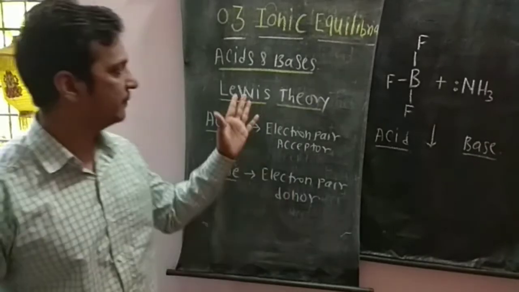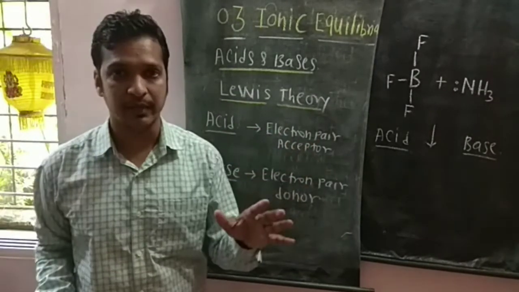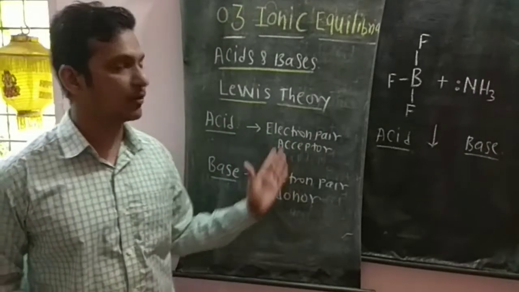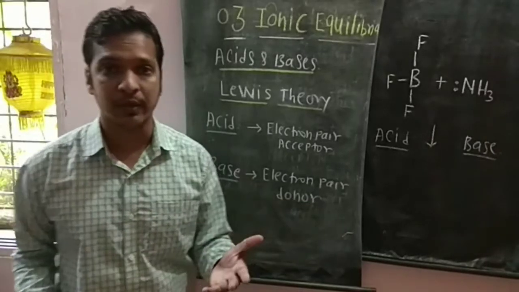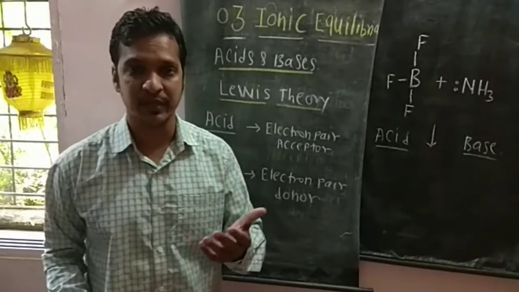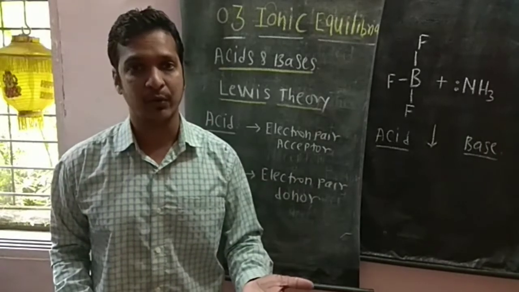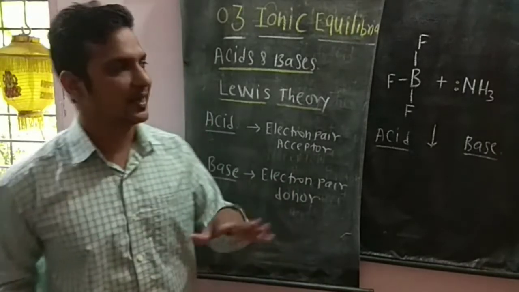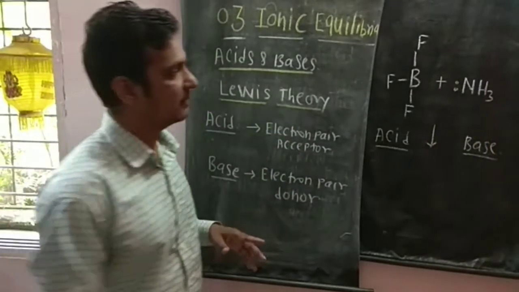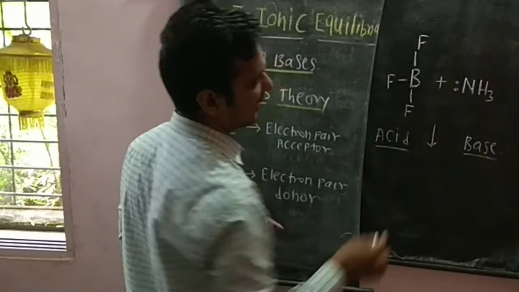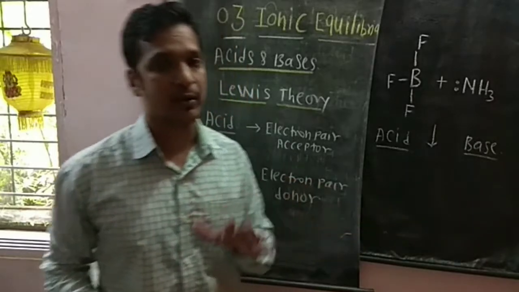According to the Lewis theory, an acid is a substance which accepts an electron pair. Acid is an electron pair acceptor, and base is an electron pair donor. Acid accepts an electron pair from another substance, and base donates an electron pair to the other substance. Let's take an example which explains the Lewis theory. For example, BF3 reacted with ammonia. BF3 is called the acid and NH3 is called the base according to the Lewis theory.